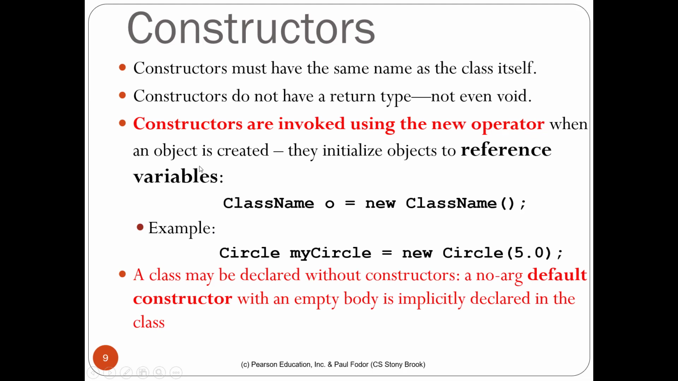So when an object is created, the constructor will give some default values to the data fields, and when the object is created, the object will have a reference. That means an address. And that reference is copied to the reference variable. What do I mean by that?